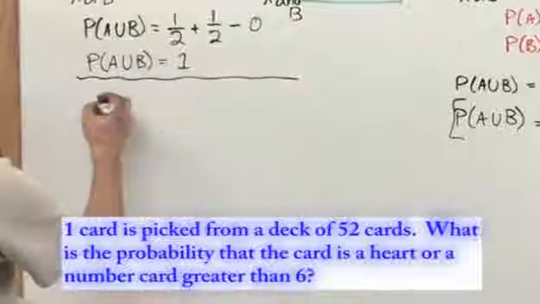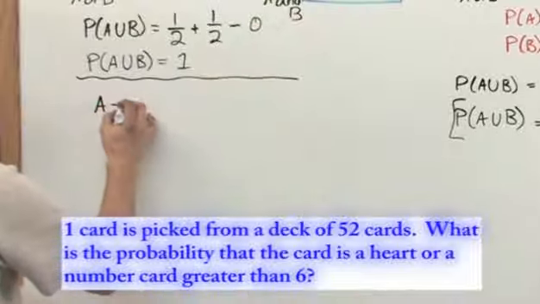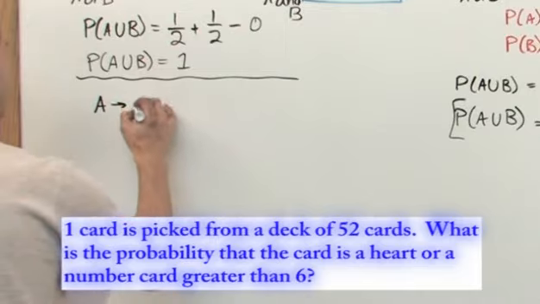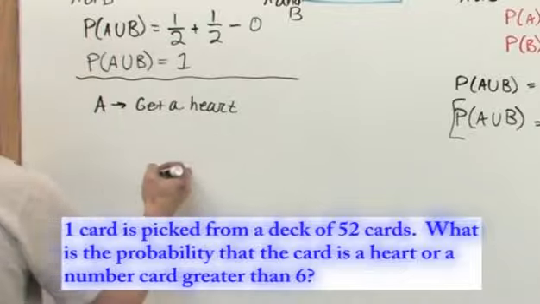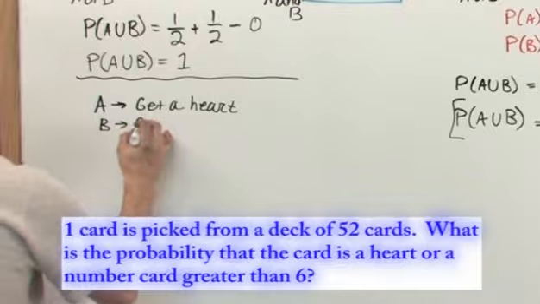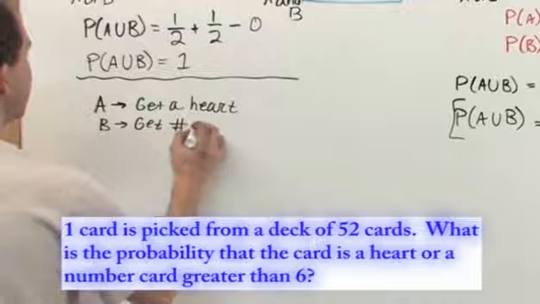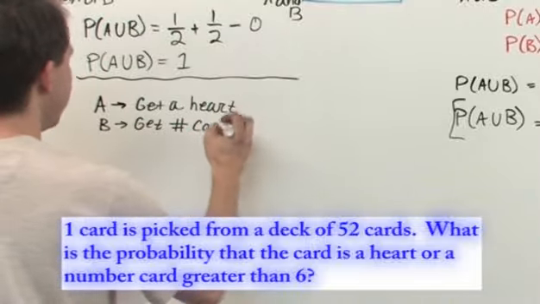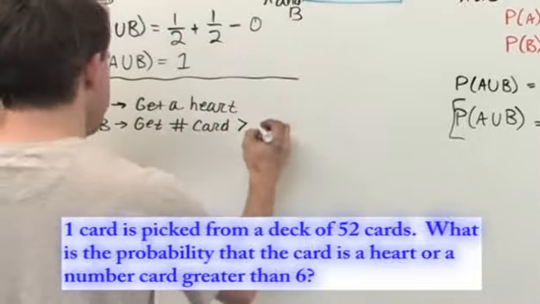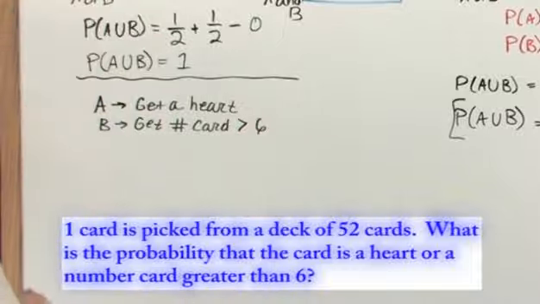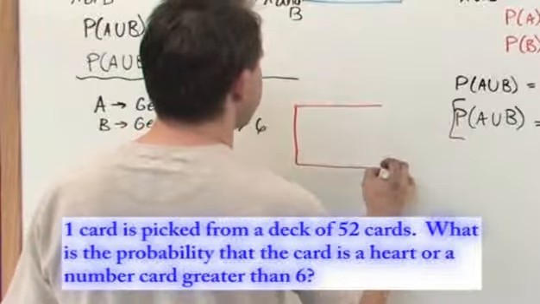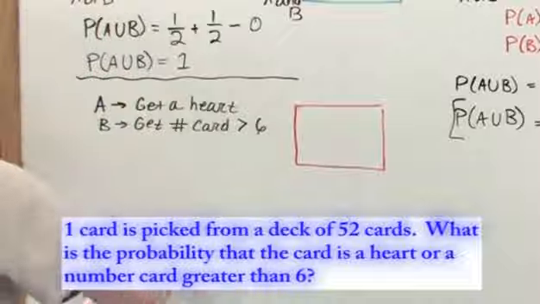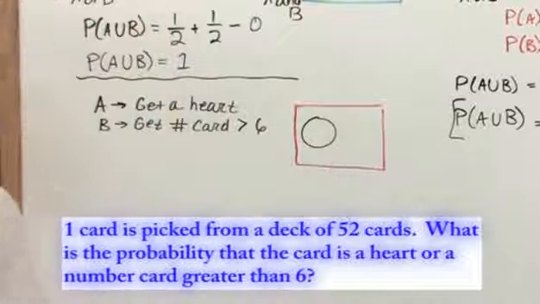What I always do, because I'm comfortable doing it, is label my events first. Event A is you get a heart. Event B is you get a number card, so no jacks, kings, queens, or anything else, a number card greater than 6. Now, before we go any further, if you can, draw a Venn diagram to help you visualize what's going on. Event A is right here, which is getting a heart.